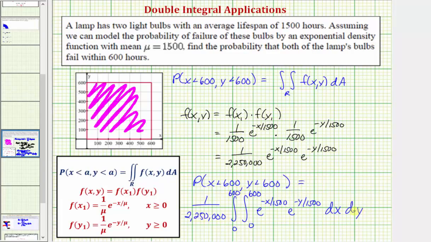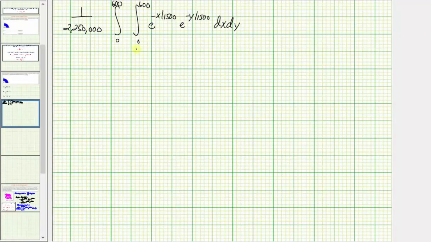Now let's go and evaluate this on the next slide. We first integrate with respect to x. Notice how we'll perform u substitution, where u is equal to negative x divided by 1,500. So differential u is equal to negative 1 over 1,500 dx. So if we multiply both sides by negative 1,500, we have negative 1,500 du is equal to dx. So we can think of e raised to the power of negative x divided by 1,500 dx as negative 1,500 e to the u du.